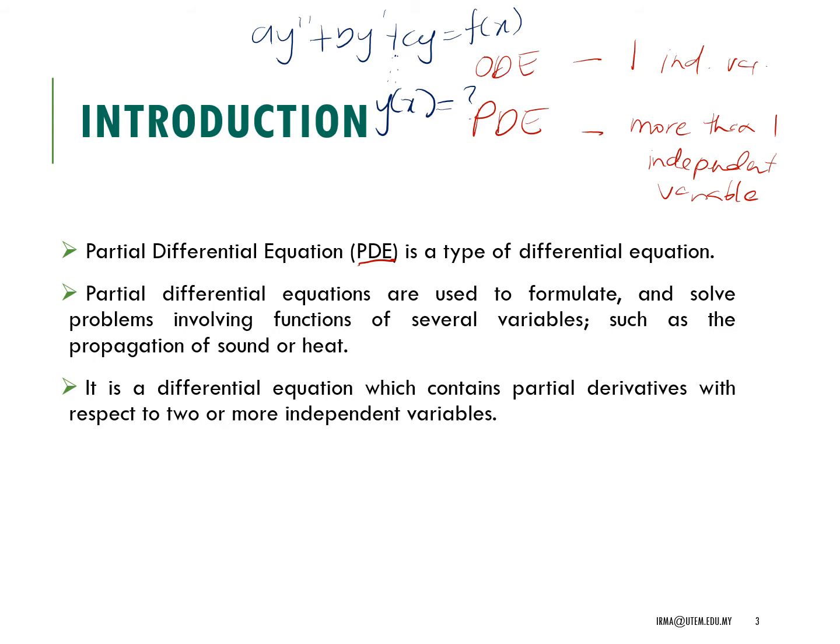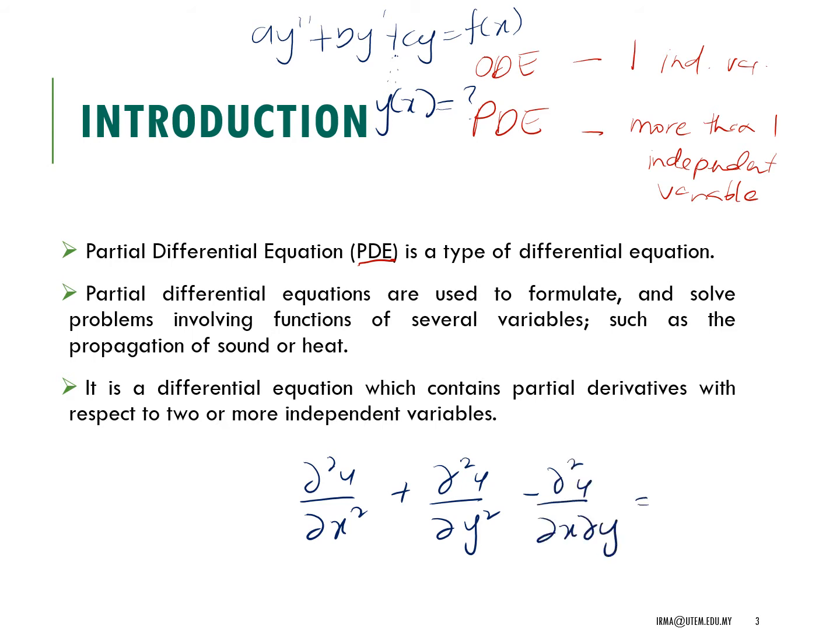But for PDE, we don't have y prime and y double prime, but we have the partial derivative. For example, you have del squared u over del x squared plus del squared u over del y squared minus del squared u over del x del y equal to 0. So this is an example of PDE where we have the partial derivatives here, where we differentiate u with respect to x partially.